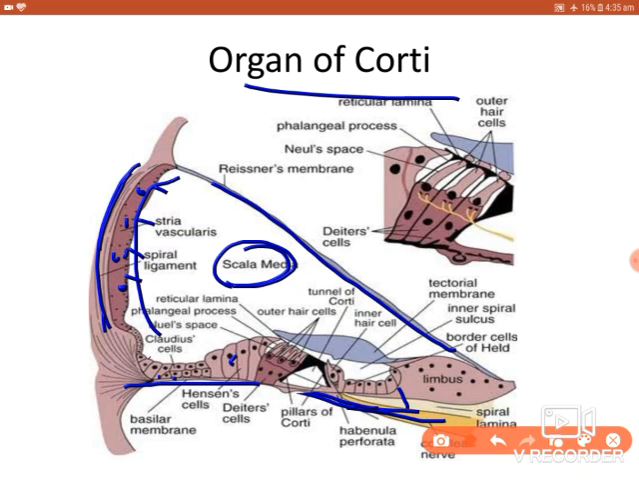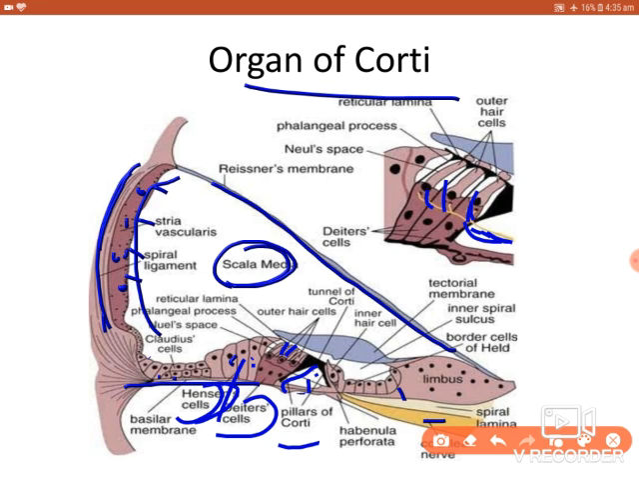Then here these are the outer hair cells, these are the inner hair cells. In between these you can see the rod cells, or pillars of Corti. Then here you can see the supporting cells. These are the Hensen cells and the Deiters cells. These are the supporting cells. Here you can see the fibers, the afferent fibers of the cochlear nerve, which end in relation to these hair cells.